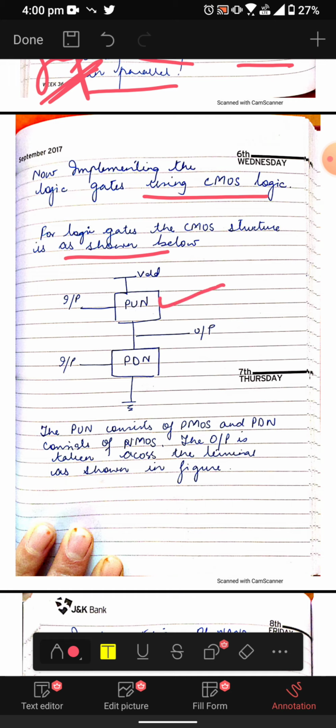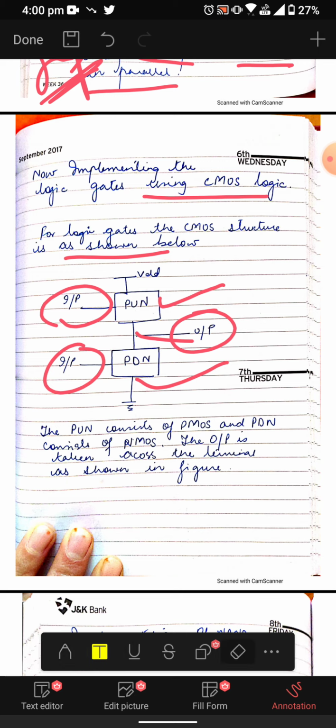I have the pull-up network. Pull-up network is made up of my PMOS transistors, and I have a pull-down network which is made up of my NMOS transistors, and in between I observe my output. Okay, and the input is given to the pull-up network as well as to the pull-down network.